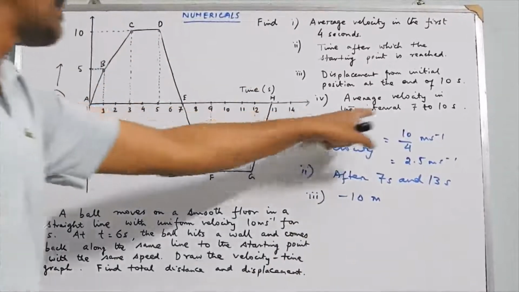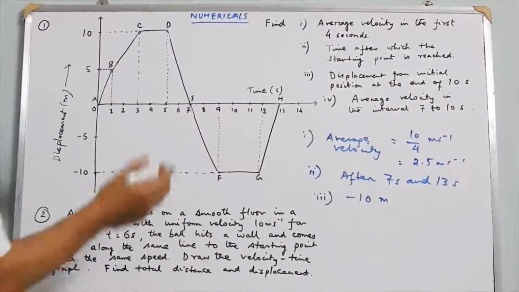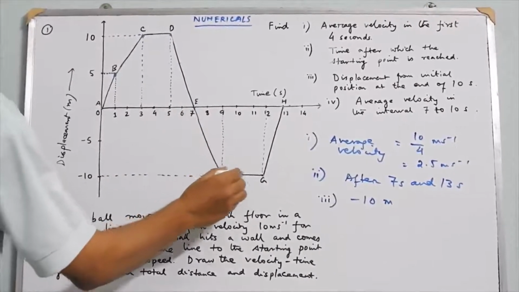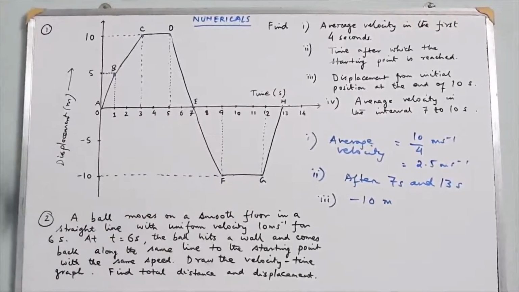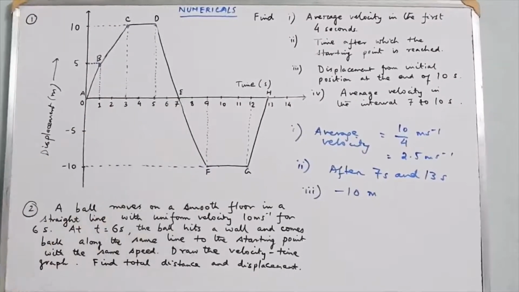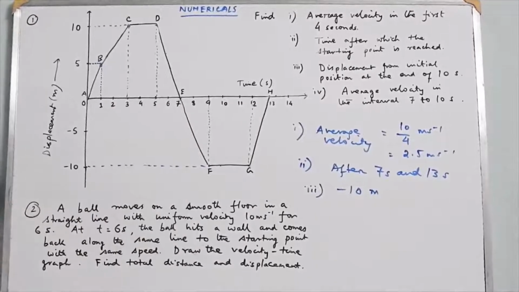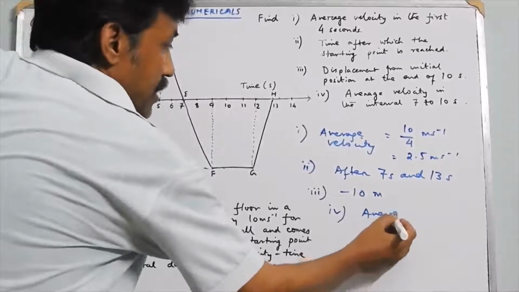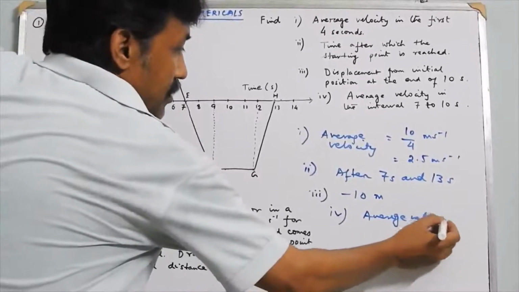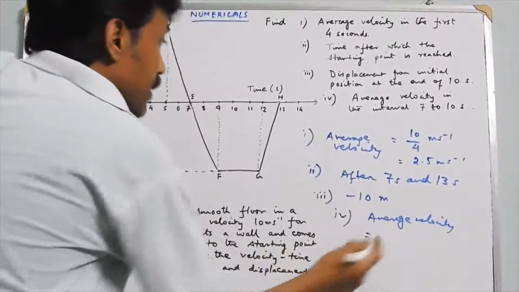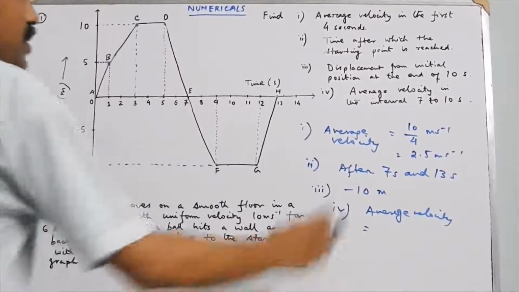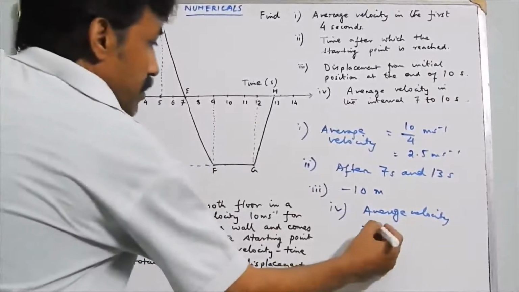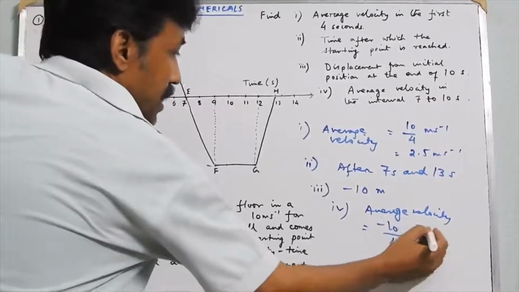And average velocity in the interval 7 to 10 seconds. So from 7 to 10 seconds, at 9 seconds, you see that the displacement is not changing at all, so the velocity becomes 0. So in this interval, if we calculate the displacement by time, you will get the average velocity. So here the average velocity will be again displacement by time. So the corresponding 7 to 10 seconds, the displacement is minus 10, and so it will be minus 10 by 4, that is minus 2.5.